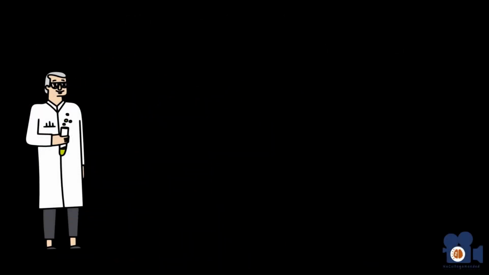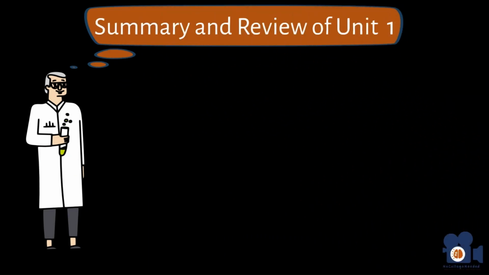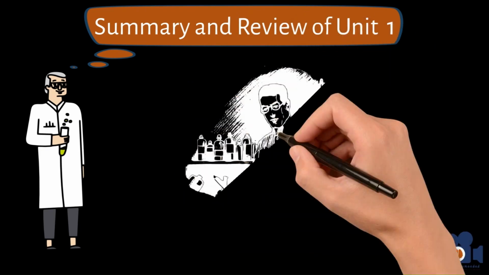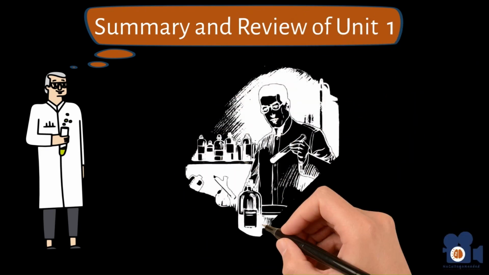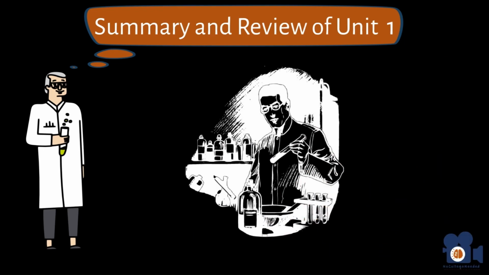Today we're going over the summary and review of Unit 1. Chemistry in the modern world is the area of science that works with identifying unknown substances made of matter, investigating their properties and how they interact, combine, and change. And lastly, the use of these processes to form new substances.